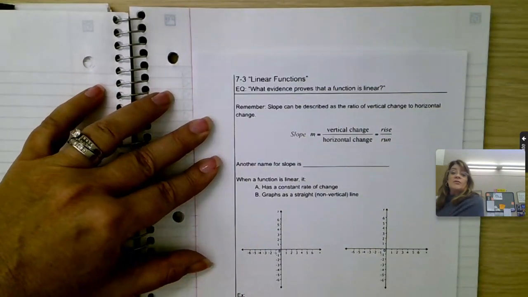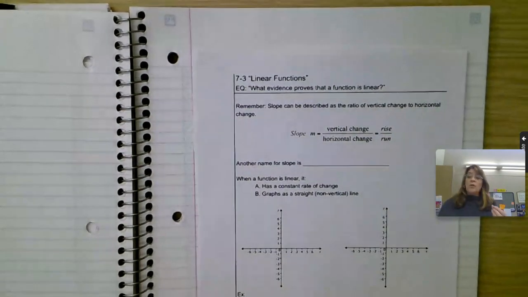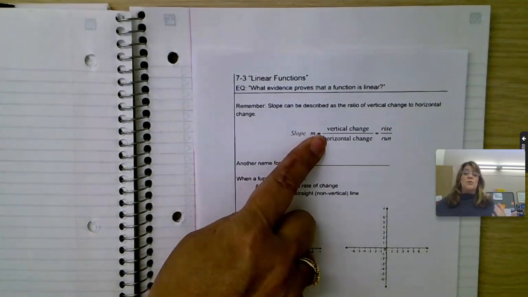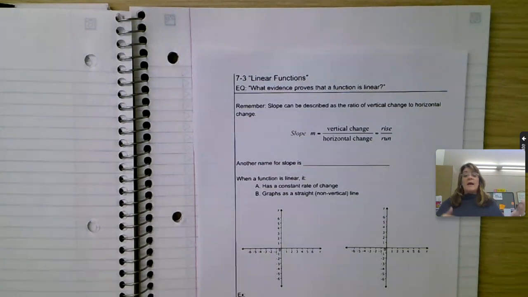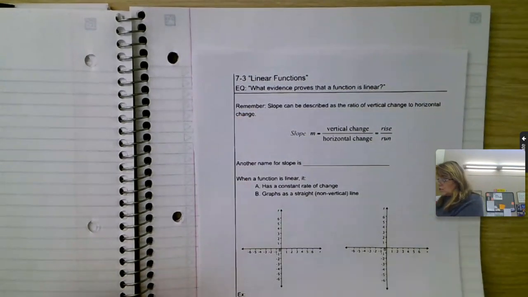Okay, now we're at linear functions, which is a great follow-on of the unit that we just did about slope, which you know all about. Okay, and now how they work together with functions. Okay, so 7-3.